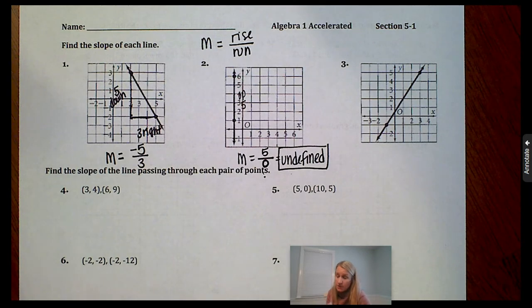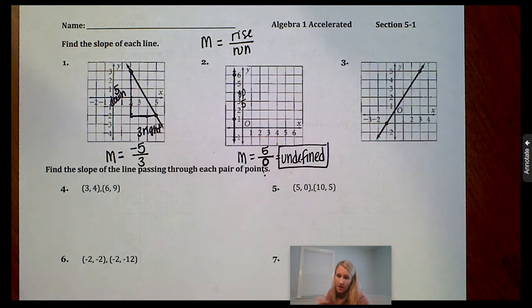So just as a heads up, we can see once again, we call this a vertical line. We'll talk about that more in a minute. But when we see vertical lines, the slope is undefined.